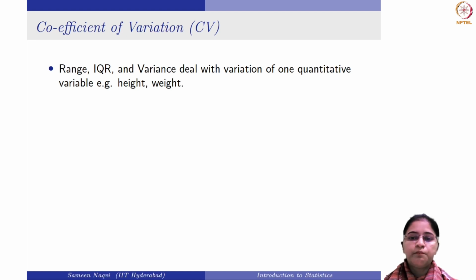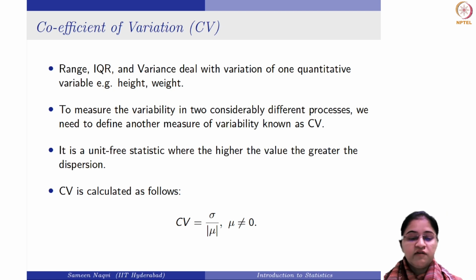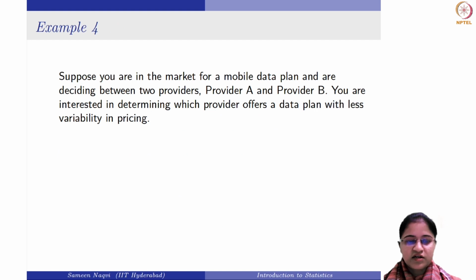But if you want to compare the variation in two different processes, then using coefficient of variation is a better choice. Why? Because it is a unit-free statistic, and the higher the value is, the greater would be the dispersion. And it is calculated with this formula, which is sigma by mu, which is standard deviation divided by the mean. So here, whatever the unit is, it will get cancelled out, and that is why you have a unit-free statistic. So let us see an example to understand it.